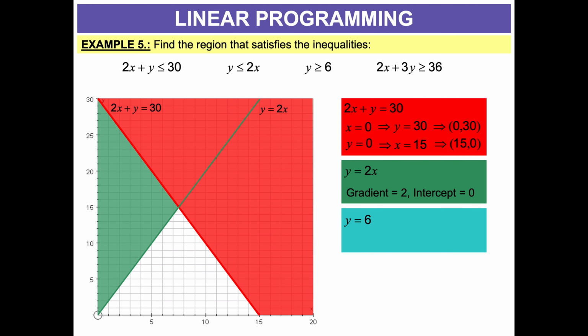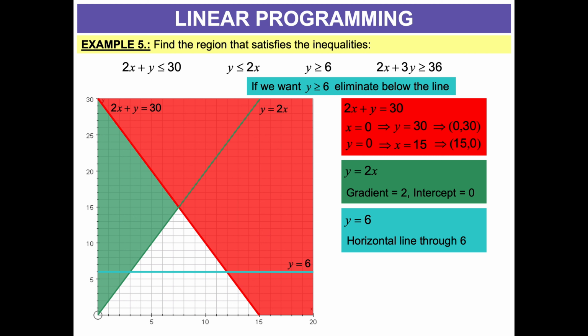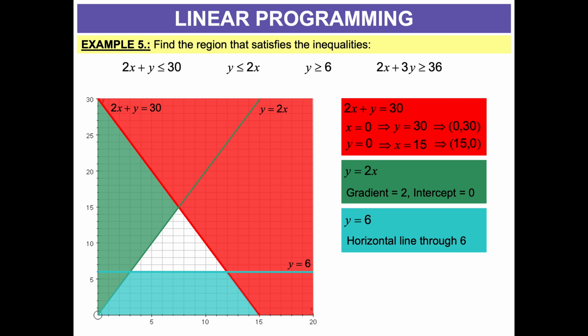Next one is easy because it's y is greater or equal to 6. So that means there's a horizontal line through 6. And then you obviously know which region needs to be eliminated, that is below this line.